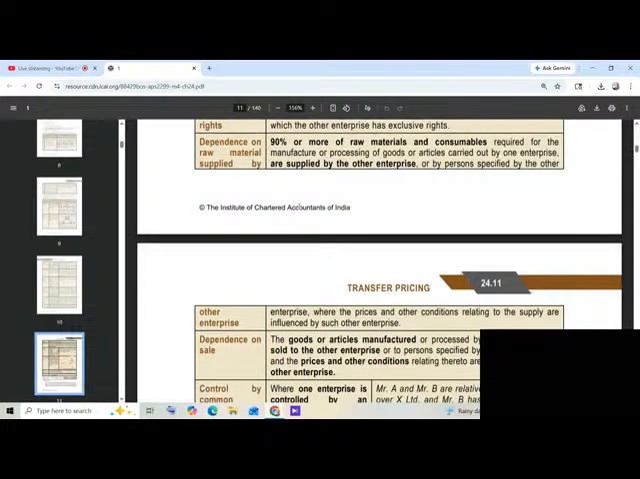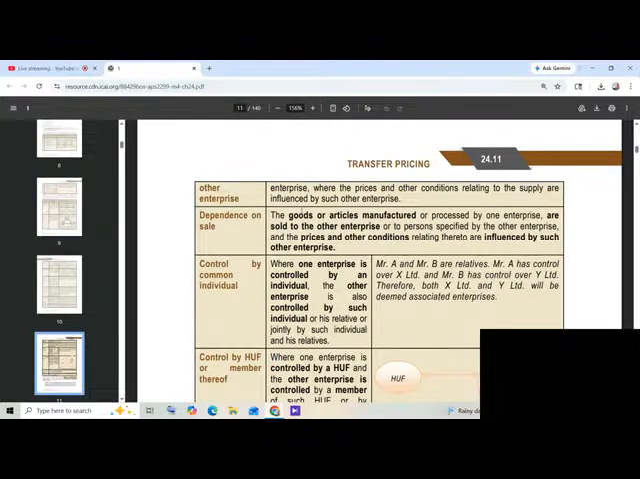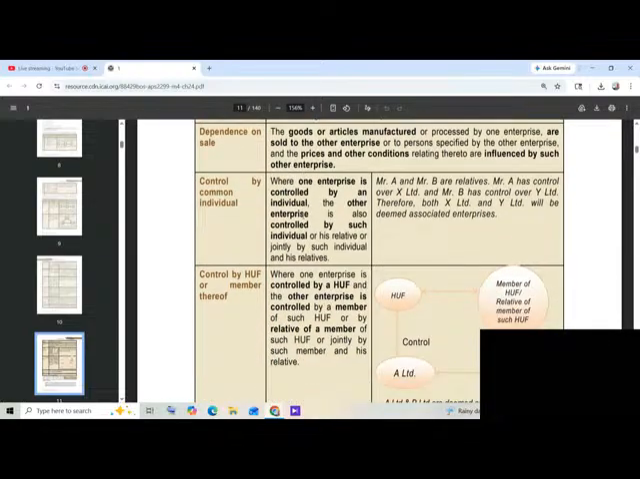Dependence on raw materials supplied by other enterprise. 90% or more of the raw material and consumables required for the manufacture or processing of goods or articles carried out by one enterprise are supplied by the other enterprise or by persons specified by the other enterprise, where the prices and other conditions relating to the supply are influenced by such other enterprise.